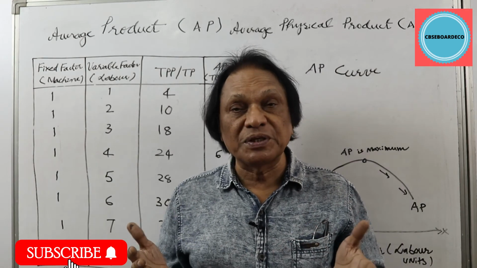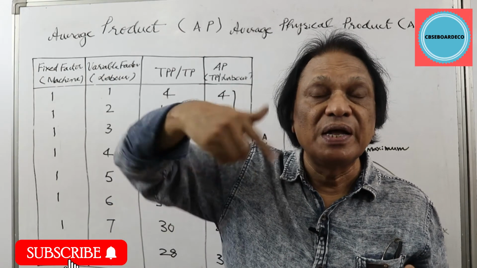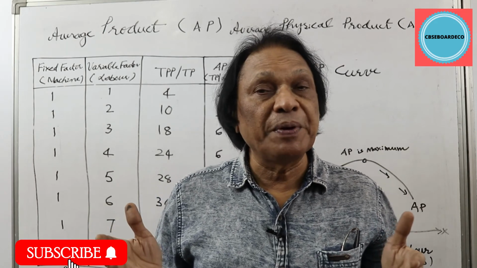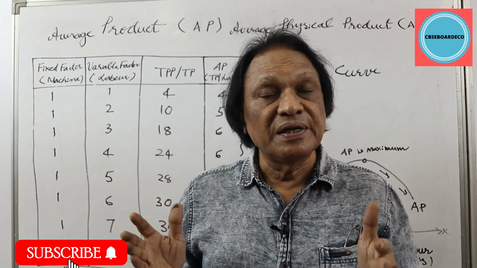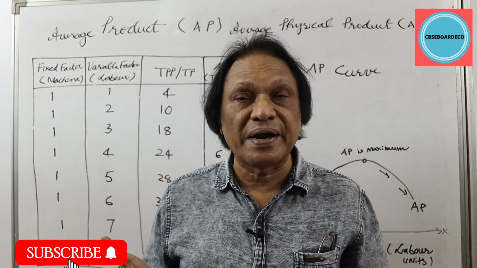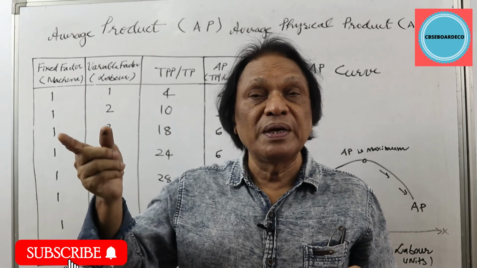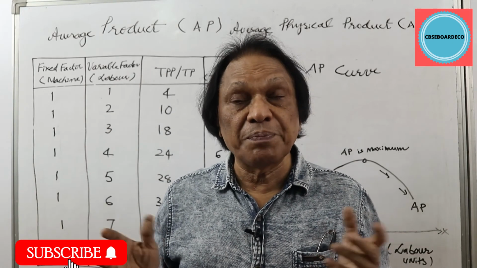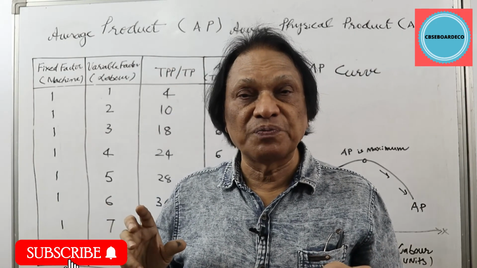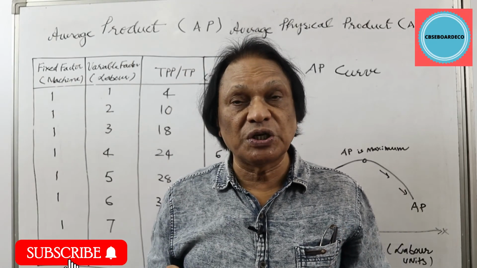So what happens to average product as you go on engaging a variable factor labor on the same fixed factor machine? AP first increases, then becomes constant, reaches its maximum and then declines. That's why the average product curve will go up and then decline. The AP curve is an inverted U-shaped curve. It's a U-shape the other way around, inverted U-shaped curve.